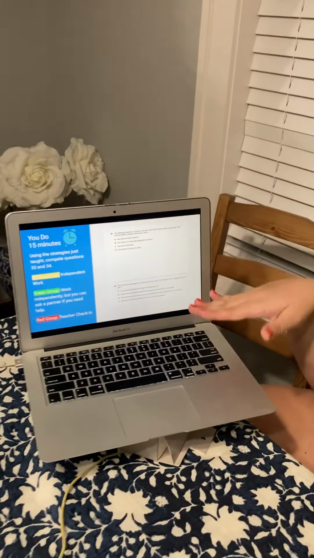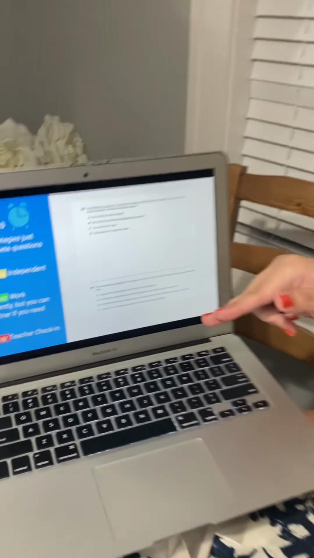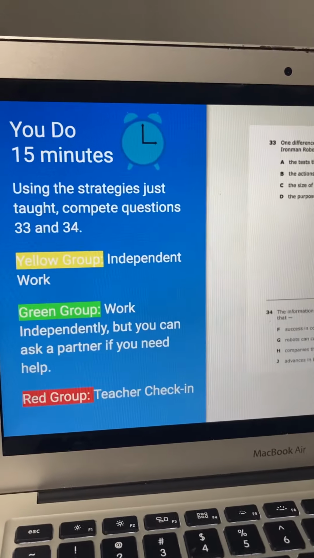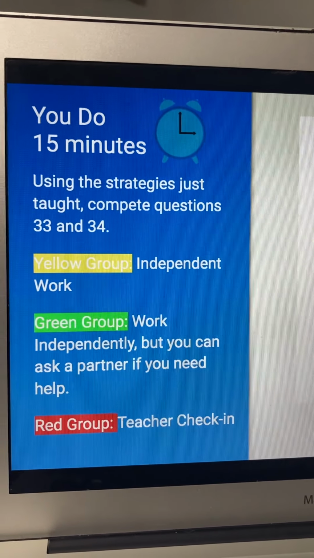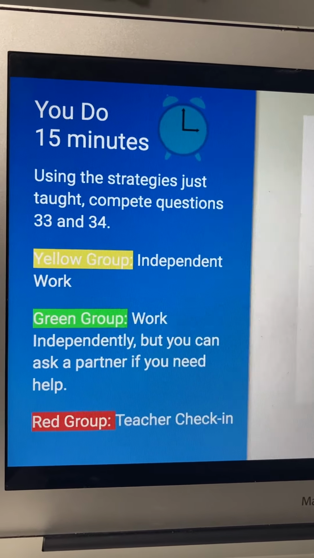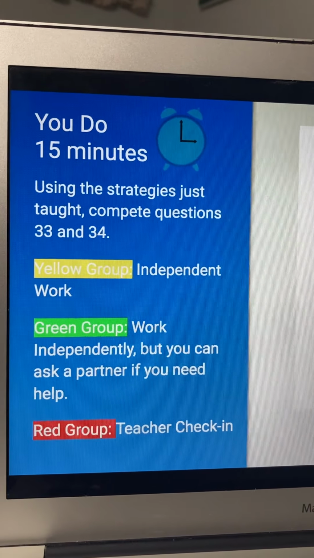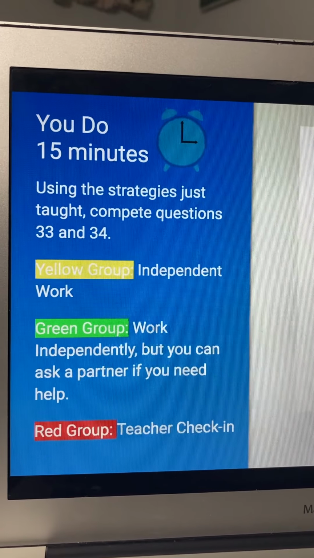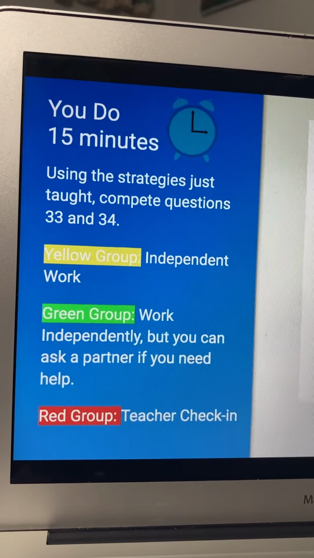Now, what I'd like you to do is use strategies that I just taught to complete questions 33 and 34. If you're in the yellow group, you're welcome to do this independently, but you can always message me if you need assistance. If you're in the green group, you can work independently, or you can work with a partner if you need help. So if you get stuck, you can message a partner. Just let me know who you're working with.